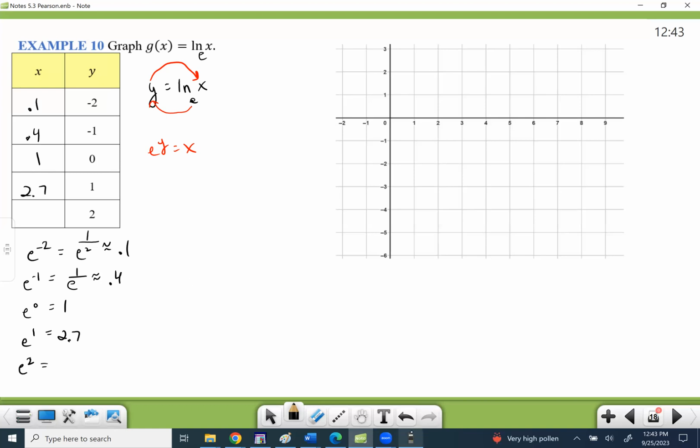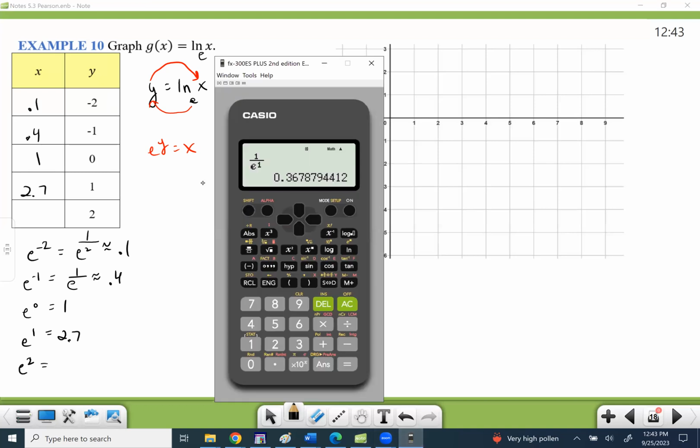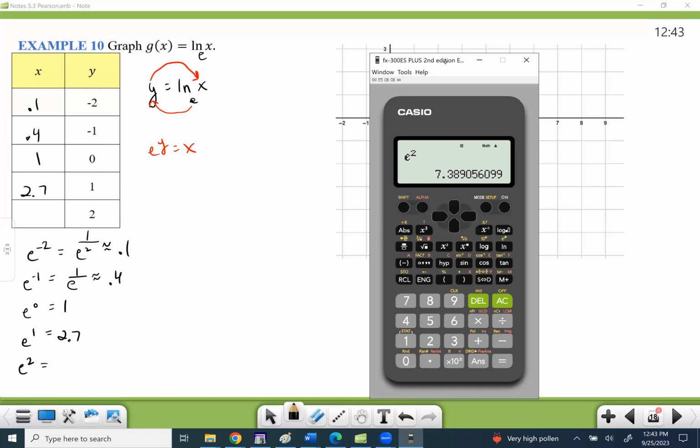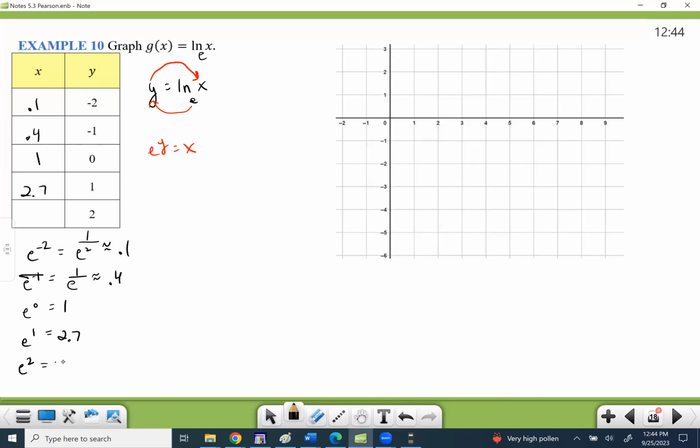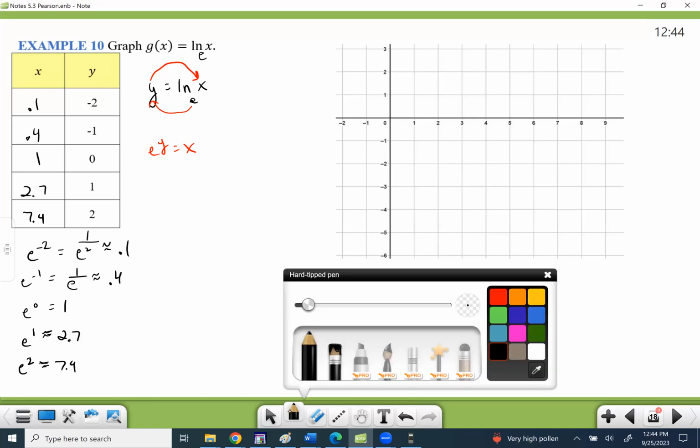Let's go check. E squared. Just kidding. 7 point something. All right, 7.4-ish is what I'm going to say. Oops, these should all be approximately, huh? Because I rounded. Let me get this extra string marked out. There we go. Okay, let's try to graph this.